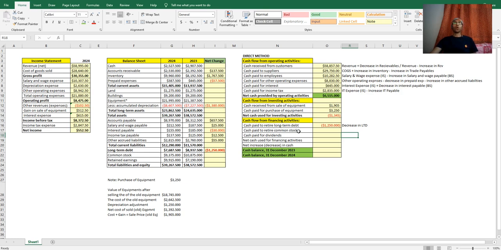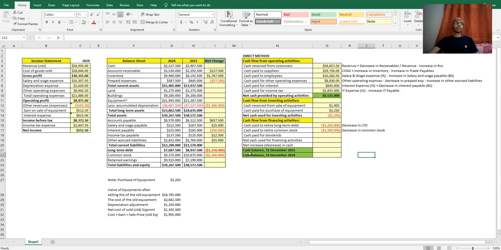Cash paid to retire common stock. Common stock was 10,875 and it got reduced. So what was the reduction amount? This is 9,375 minus 10,875. So this is 1,500. So this is again the same. Decrease in common stock. There's no detailed information other than this available. So we use this.